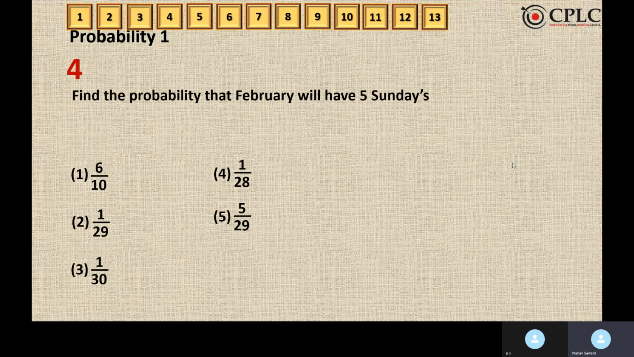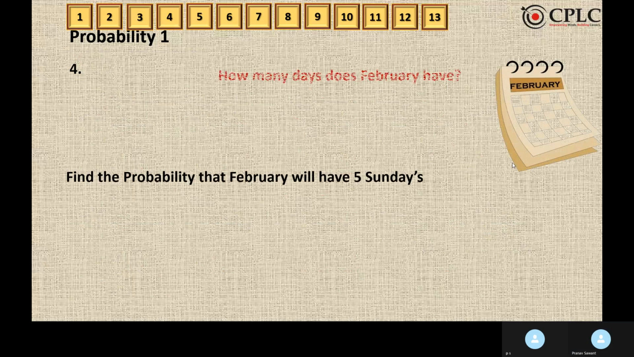Moving to the next question. Find the probability that February will have 5 Sundays. Now, we have to find the probability that February will have 5 Sundays. So how many days does February have? It will be either 28 or 29.